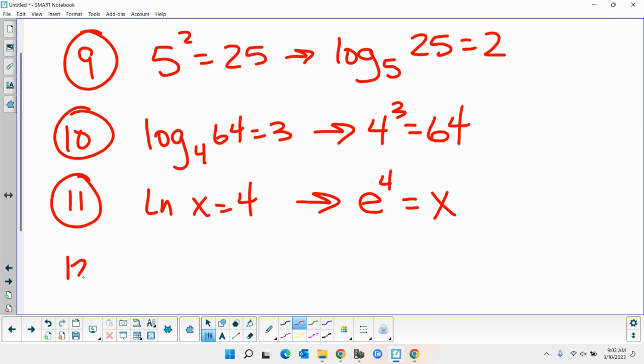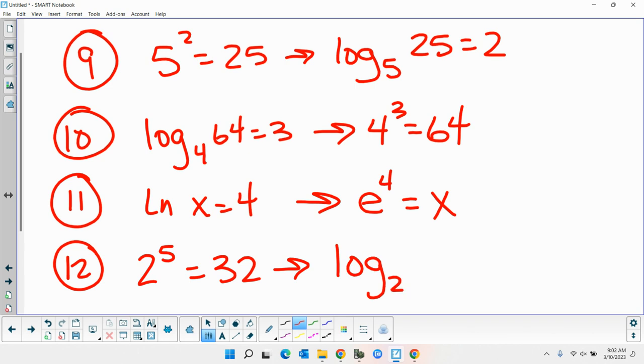All right, 12, it's in exponential form. You have to write it in log form. So it's log base 2. 2's are base of 32 equals our exponent, which was 5. So we should not miss those 4. Simple stuff. You guys are good at that now. And then 13 through 18, we got to figure out the answer.